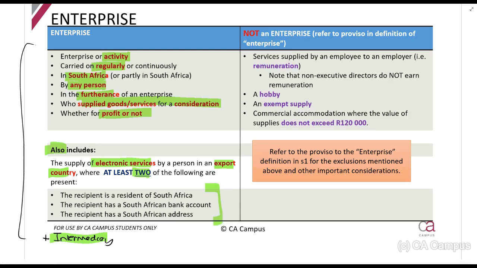What is not an enterprise? And you can find this in the definition of enterprise as well. Services supplied by an employee to an employer. So if you work for someone, you are earning money, but you are not carrying on an enterprise as an employee. So if you earn remuneration, guys, that's what's highlighted there. That is not subject to VAT.